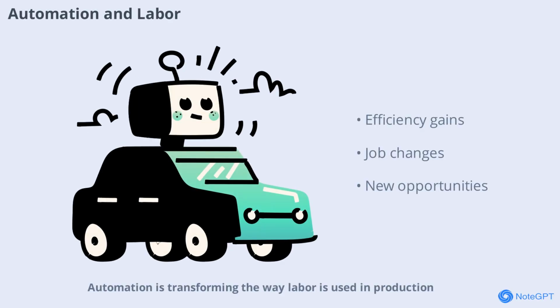Automation is transforming the way labor is used in production. Machines and software can now perform tasks that once required human workers, increasing efficiency but also changing the types of jobs available. While automation can lead to job losses in some sectors, it also creates new opportunities in others. Adapting to these changes is crucial for workers and businesses alike. Next, we'll discuss the importance of adaptability.